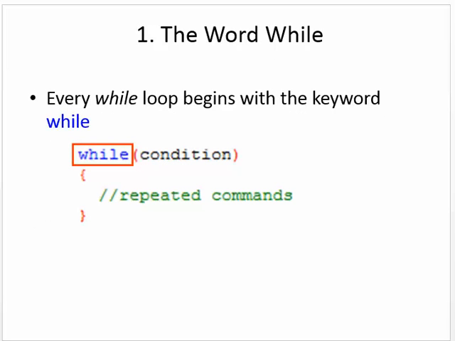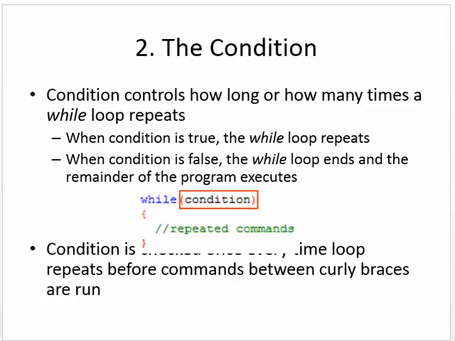Every while loop begins with the keyword while. You just simply type in the word while, and then the condition part is what you're going to be changing. Notice the condition controls how long or how many times a while loop repeats. This is going to be a set number equals some other thing, and we'll go into detail about that. If the condition is true, the while loop repeats. When the condition is false, the while loop ends, and the remainder of the program executes.